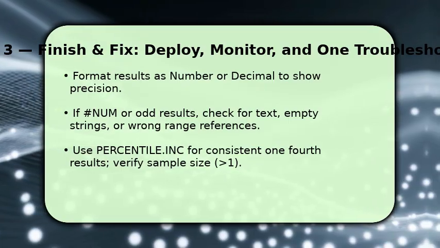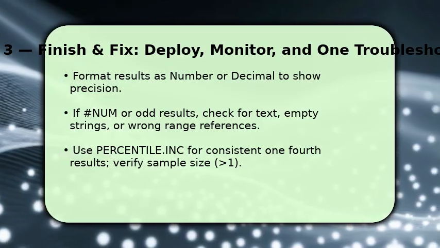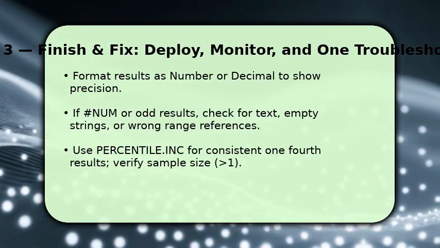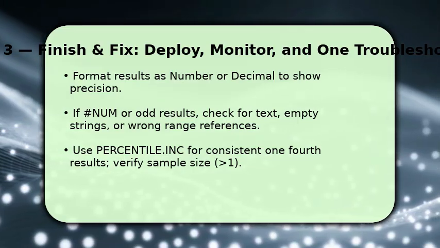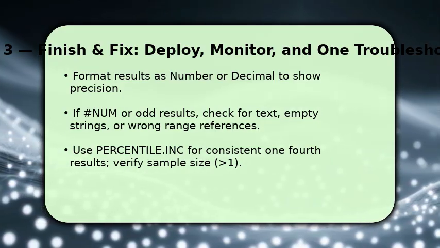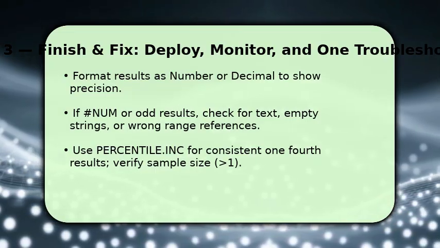If results look wrong, first inspect the range for hidden text, blanks, or merged cells. These often cause errors. Also confirm you used QUARTILE.INC versus QUARTILE.EXC intentionally, they compute differently. If you still see errors, recalculate with PERCENTILE.INC range 0.25 to verify the first quartile and confirm sample size is valid.